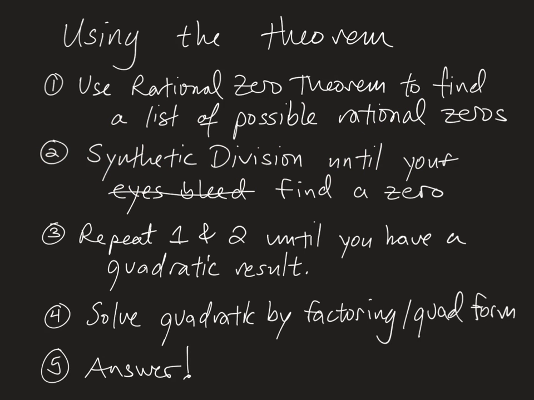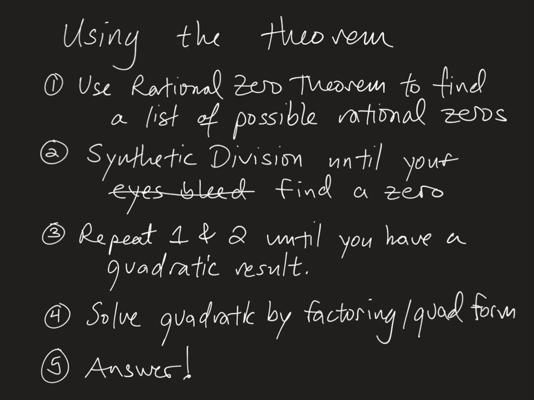Using the theorem is just one step in the entire process of finding all zeros of a function or all real zeros of a function. So it's the first step, which is nice. So you can use the Rational Zero Theorem to find a list of possible rational zeros for that function. The second step just ends up being synthetic division. You have to use synthetic division until you find a zero.